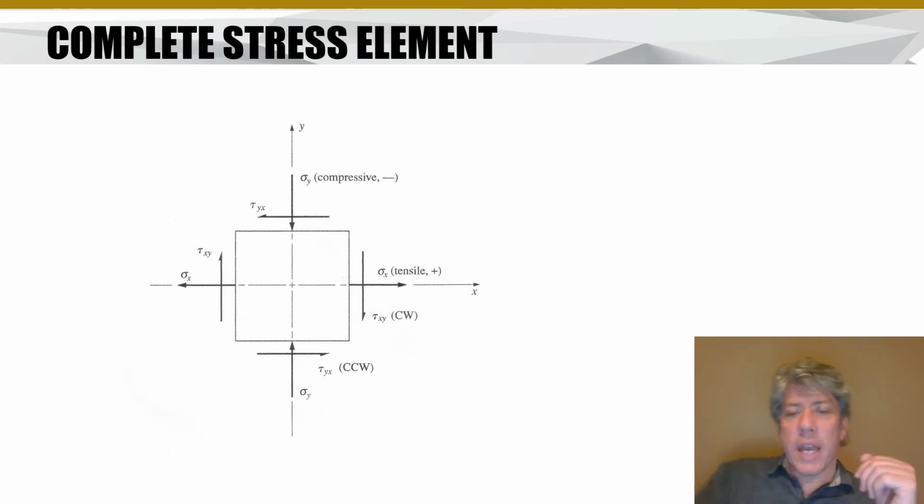Now we've already named tau xy and tau yx. Remember, it's the shear stress on the x face in the y direction. Doesn't matter if it's positive or negative y direction. And tau yx, the shear stress on the y face in the x direction. Again, positive, negative, doesn't matter.